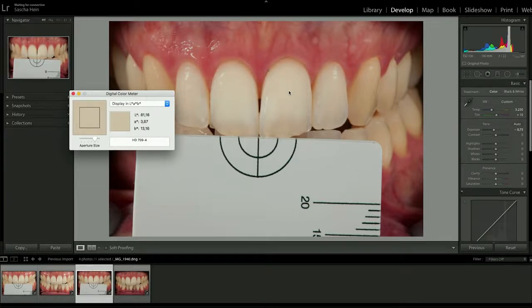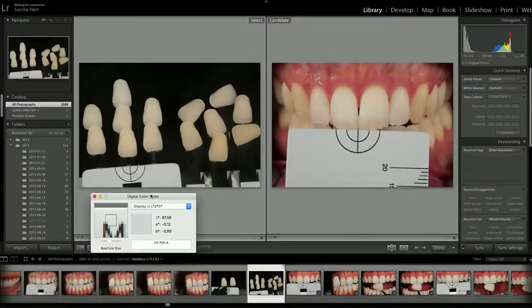This is quite common. In Lightroom, when you hit the C key, you can compare two images side by side. Here I have a shot of the 3D Master Shade Guide, also with the white balanced gray reference card, and on the right hand side I have the photo that I just took of the patient. If I want to determine which tooth color comes closest to the patient's, I can move the cursor over the tooth and measure the color coordinates: 81% luminosity, nearly 4% red, and about 12.5% yellow. Then I can move over to the picture with the shade guides and see if I find anything that comes close.